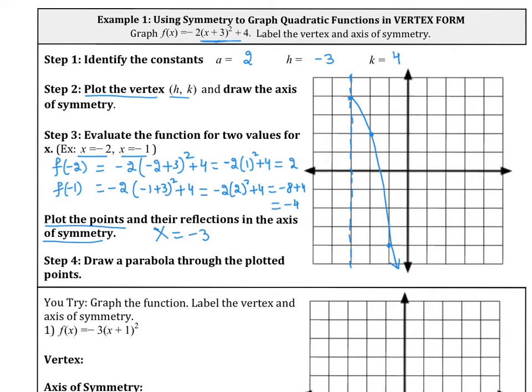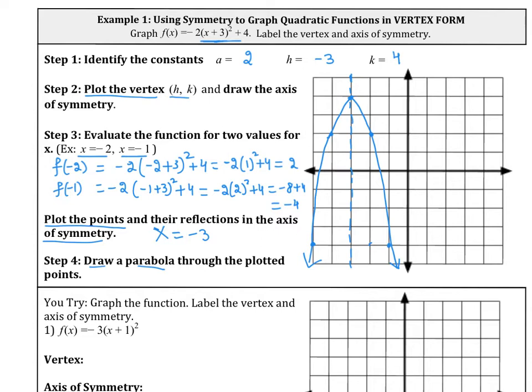So if this is one point from here, the mirror of this point is this point, and 1, 2 from here, the mirror is this point. Then you're going to get the graph that is open down because of the reflection. So draw and plot through the plotted points. That's going to be your open down parabola for f(x) = -2(x + 3)² + 4.